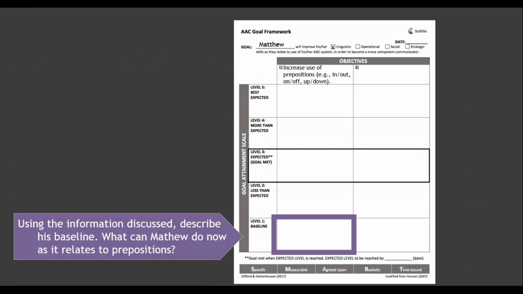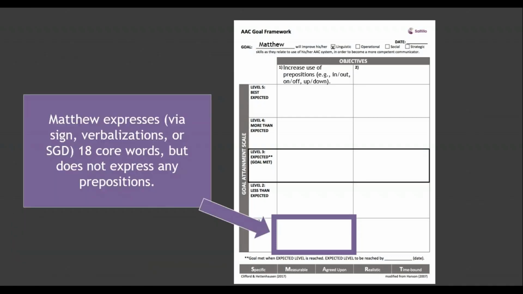Next, using the information discussed, we can describe his baseline. What can Matthew do now as it relates to core vocabulary, or more specifically, to prepositions? So we can write down that Matthew expresses, either via sign, verbalization, or with his NovaChat, 18 core words, but he does not express any prepositions yet.